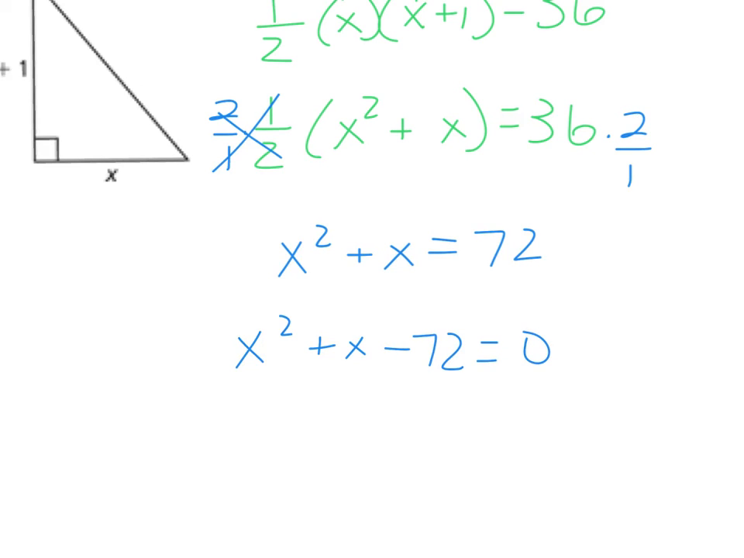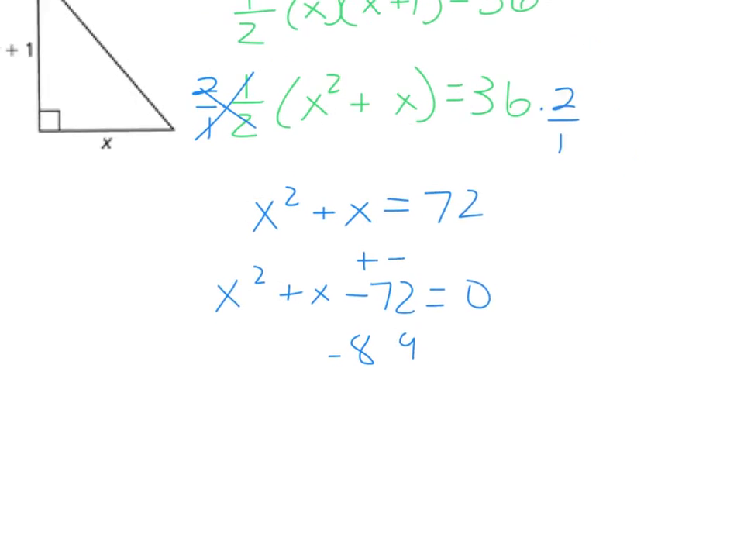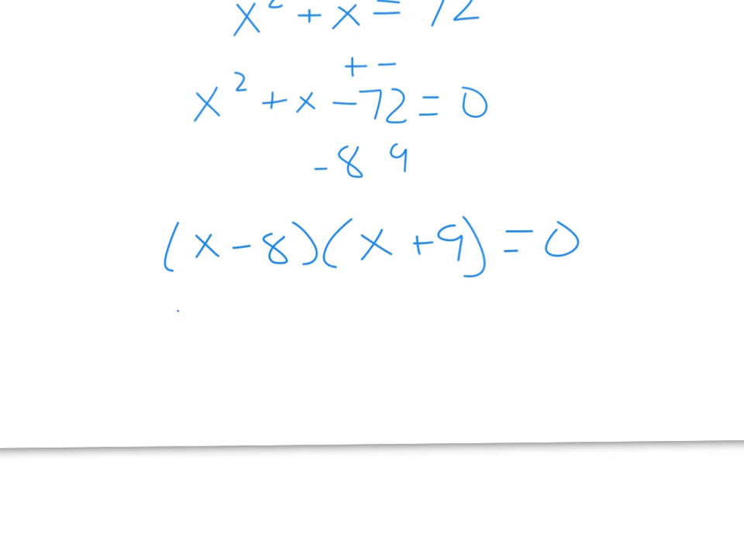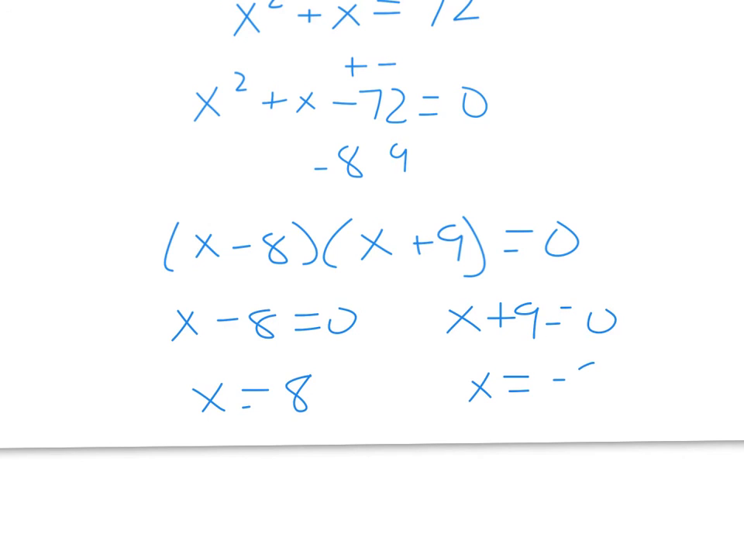And so factors of negative 72 that get me positive 1. Again, I need a positive and a negative. 8 and 9 kind of pop into my head. And then let's have a negative 8. That way we get the positive 1 in the middle. So I've got x minus 8, x plus 9 equal to 0. So x minus 8 equals 0, x plus 9 equals 0. So I get 8 or a negative 9.